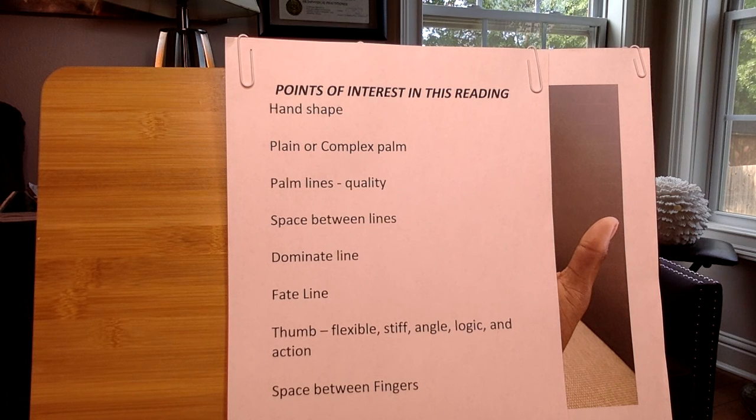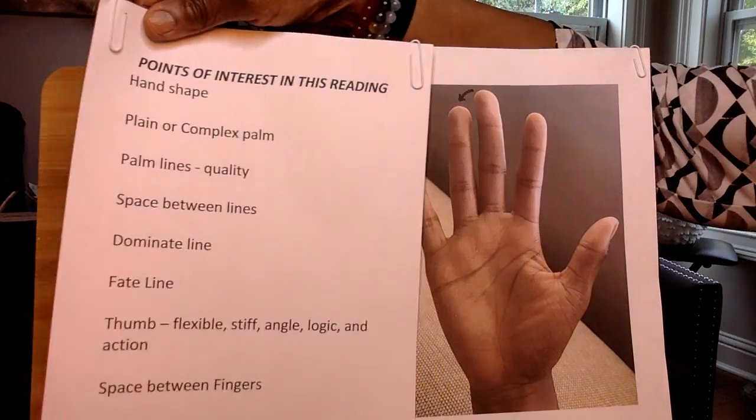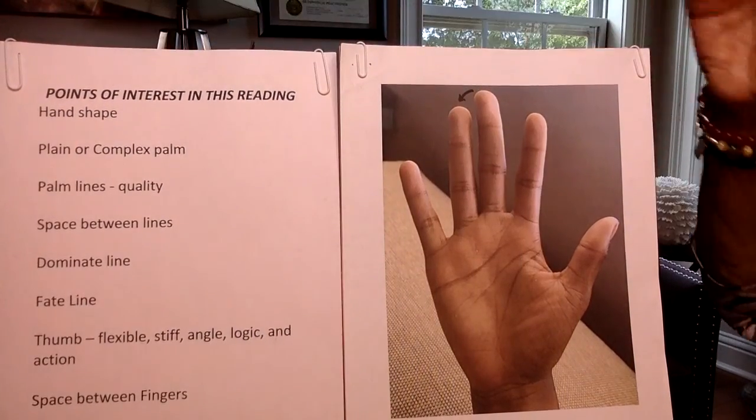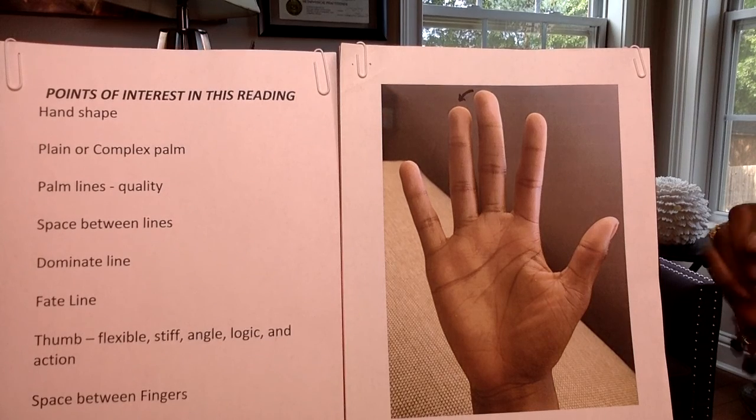Is it there? Okay. How about the thumb? Is the thumb flexible or does it appear stiff? How about the angle, the distance from the top of the thumb, how it swings open toward the index finger? How about the logic and the action on the thumb? And finally, the space between the fingers. Is there space? Is it wide? Okay, so we're going to look at these and just determine what we can say about them.